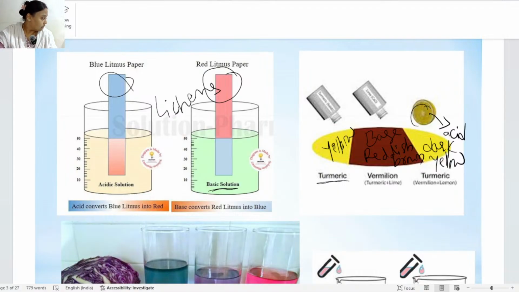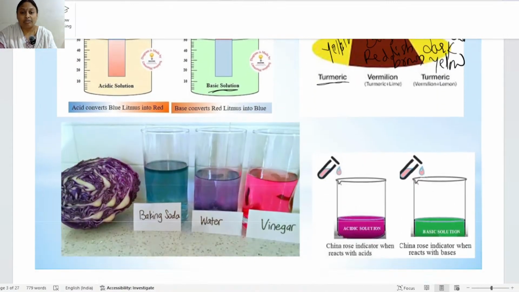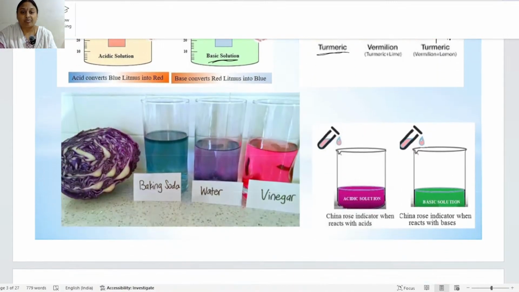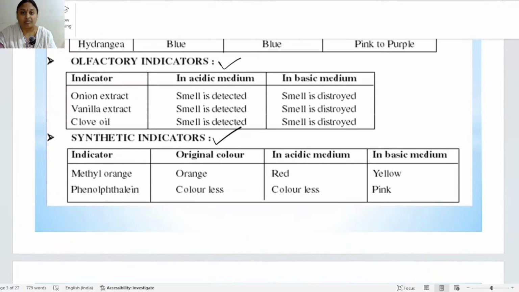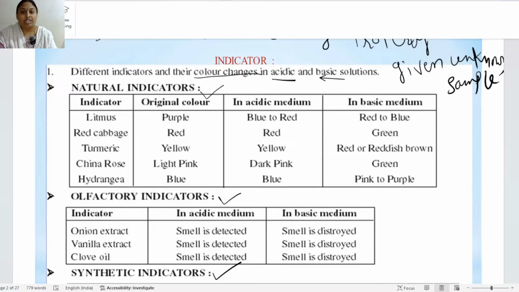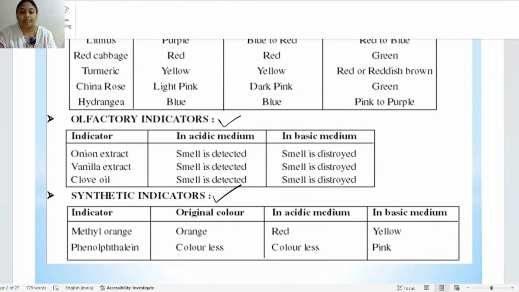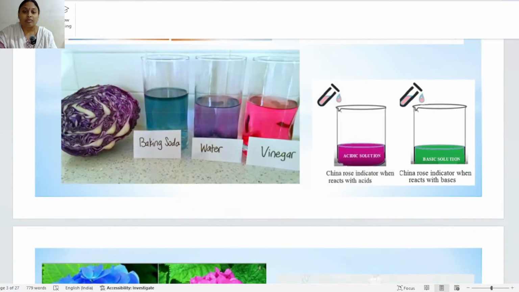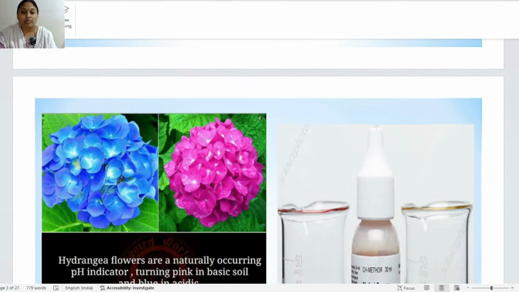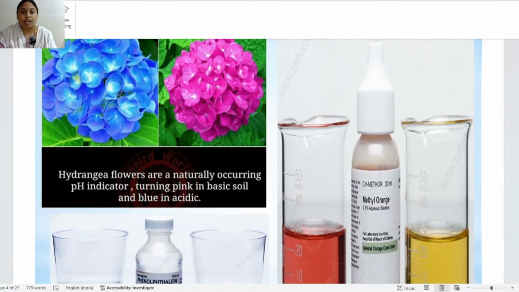So next we will go for the next one. Next we have the hydrangea. This is about the hydrangea. The original color is blue. In acids it will be blue, and when it comes to the bases it gives pink color.